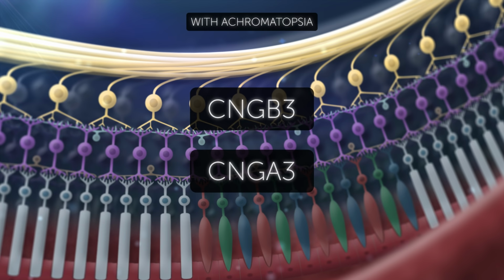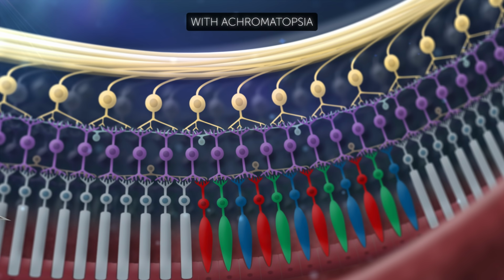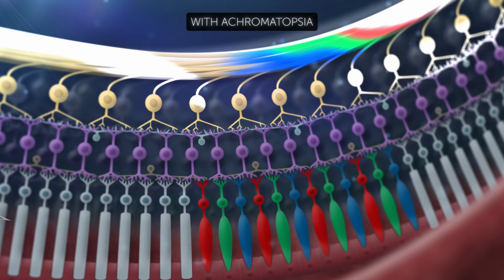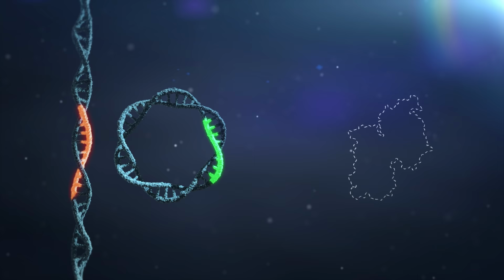In gene therapy, an AAV vector containing a normal CNGB3 or CNGA3 gene is designed to provide the instructions for normal CNGB3 or CNGA3 protein and restore cone photoreceptor function. By introducing a functional copy of a gene into a patient's cells, gene therapy is able to correct the underlying genetic defect that is causing disease.